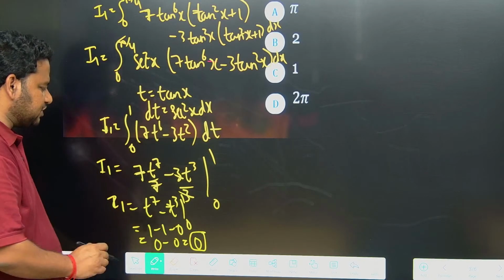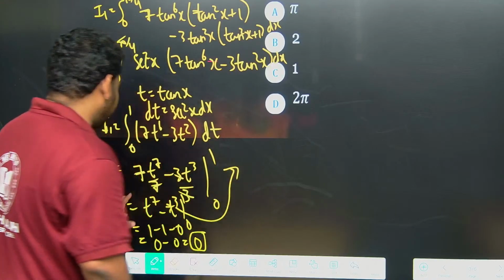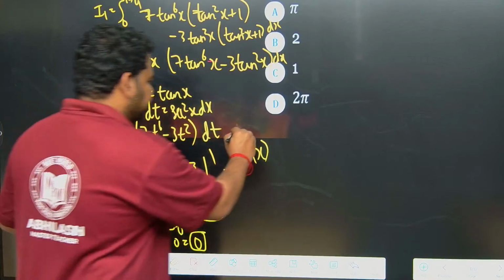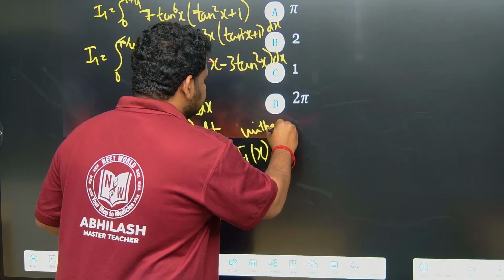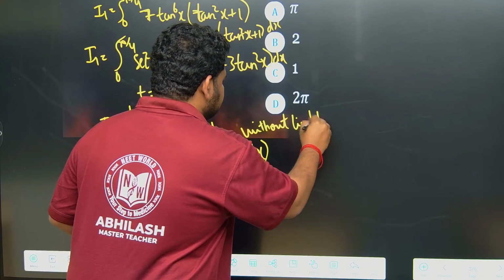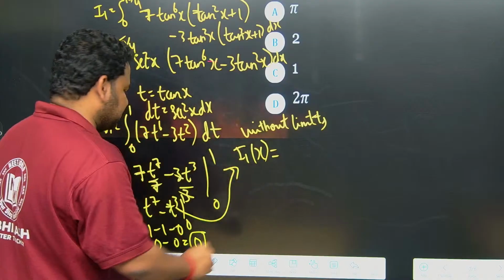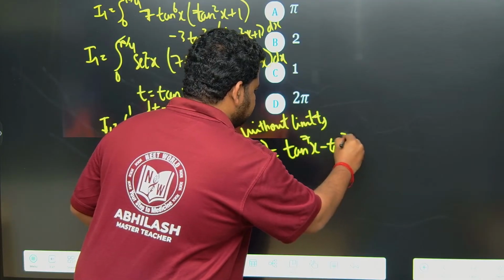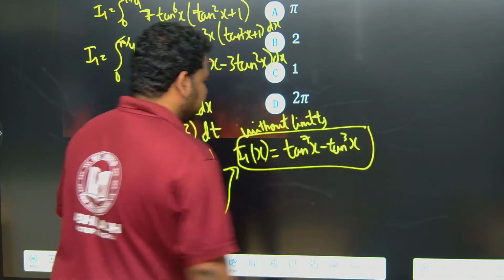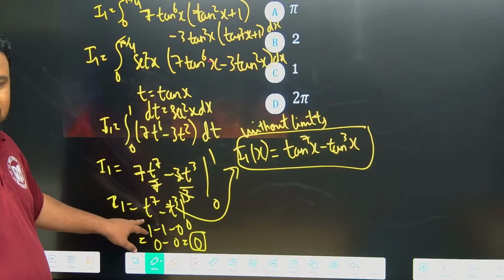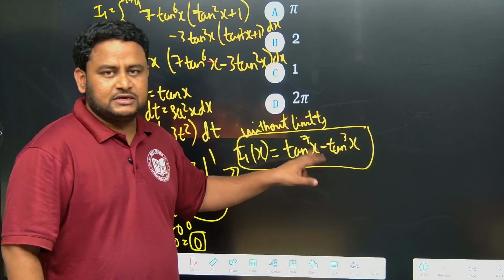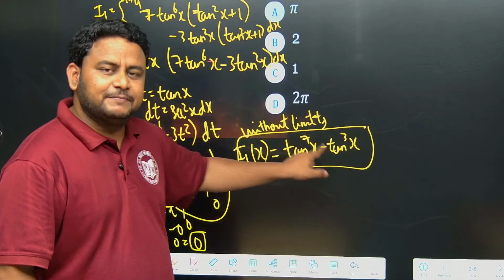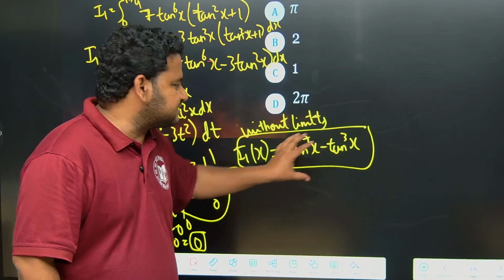But remember one thing, I will use this in the form of x. I1 of x, without limits, will become equal to tan^7 x minus tan^3 x. With limits, I get 0, but without limits the integral I got is tan^7 x minus tan^3 x. Why am I writing this? Because here I have to do integration by parts, and there I cannot apply the limits directly. So I am keeping it as I of x.